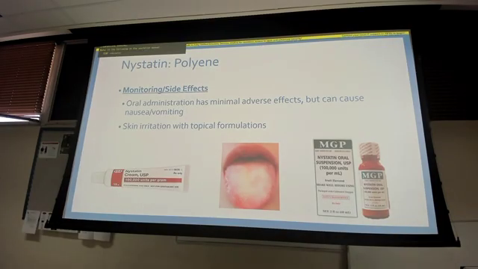So what side effects with nystatin? It's pretty minimal compared to amphotericin. Again, with the oral administration, you might see some nausea and vomiting, and then potential skin irritation with some of the topical formulations.